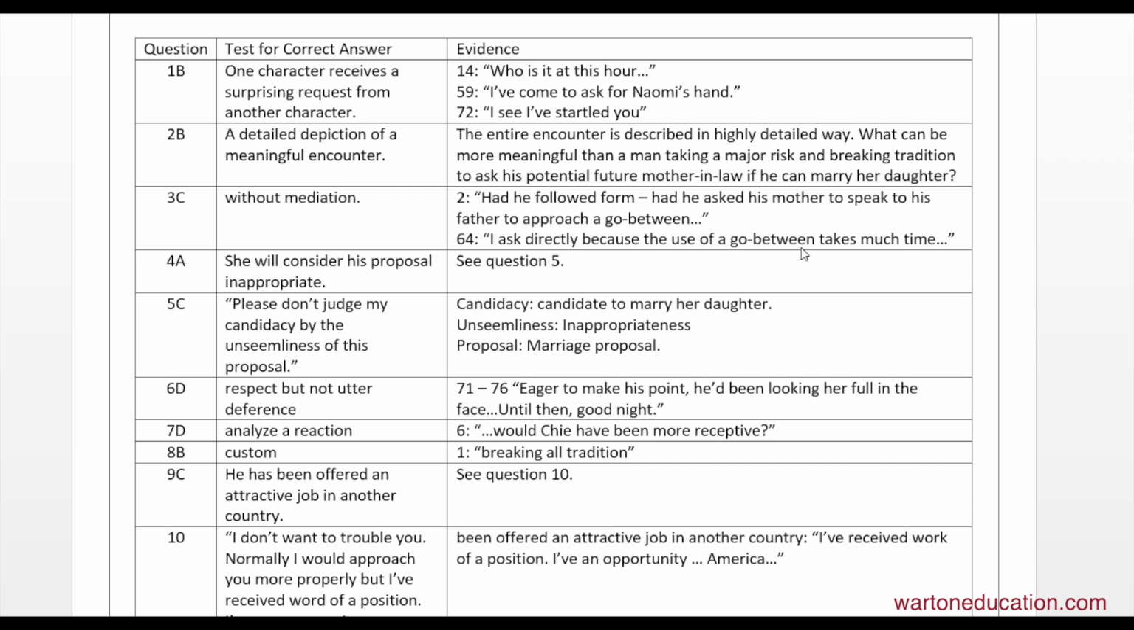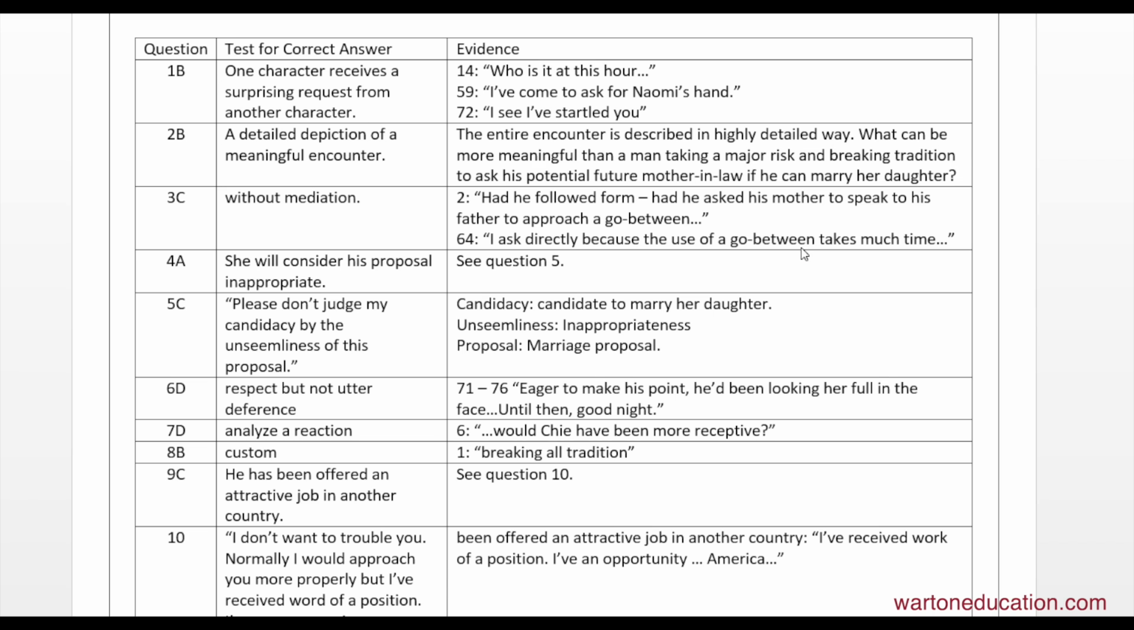Number 6 is about how does Akira address Chia? And the correct answer is respect, but not utter deference. And it says here in 71 to 76, eager to make his point, he had been looking her full in the face, and then... you can read the rest.